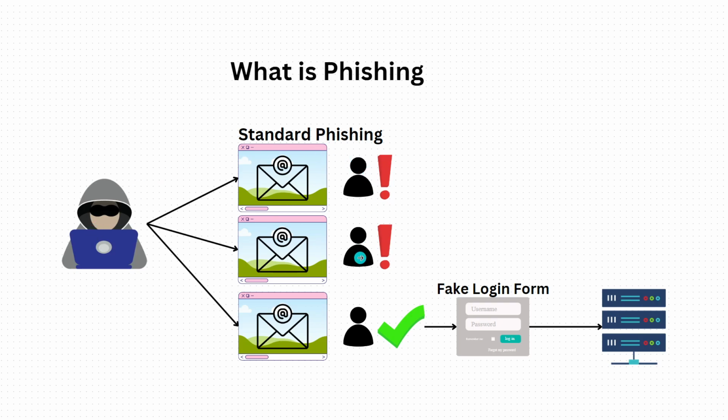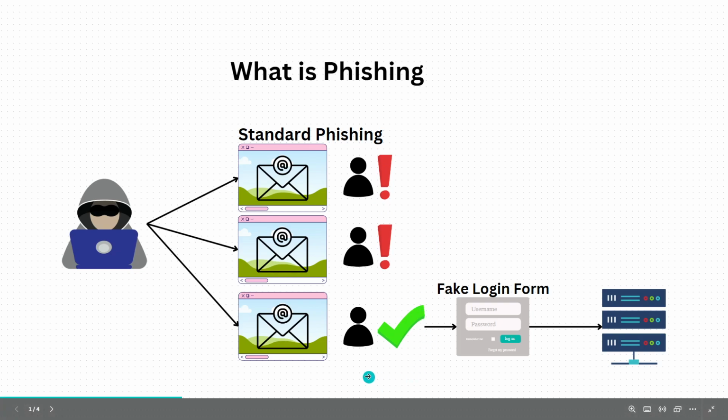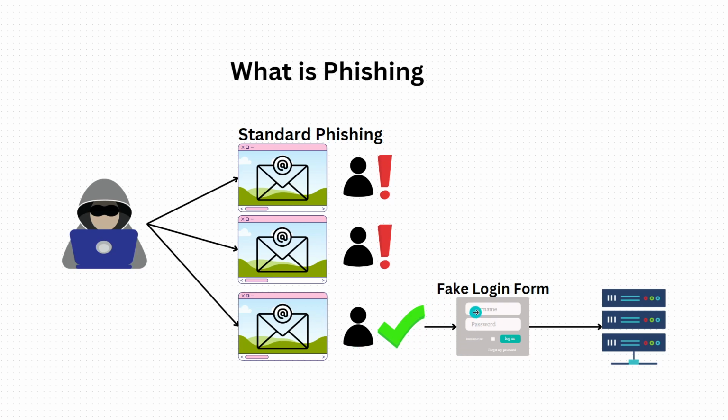So let's say you send it to a bunch of people. Most of them don't click it. They either don't see the email, delete it, or report it. Basically, they don't click your link. However, all you need is one or two people to click your link, see the fake login form that you've made, enter their password and username, and now the hacker has access to the network.